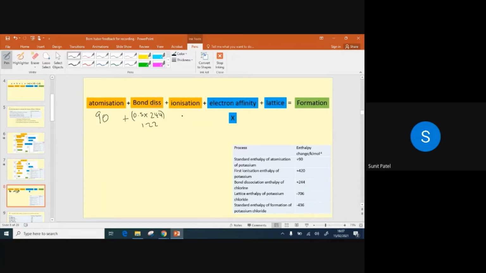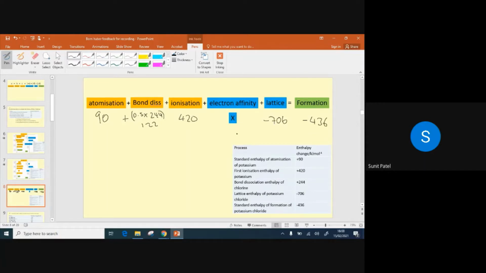Next part is ionization. Straight off the table, this one, it's a positive value there. We're wanting to calculate X. Lattice enthalpy is a negative number. So just quickly looking down here, that's going to be equal to -706. That's equal to the formation, which is -436. There's all the numbers now.